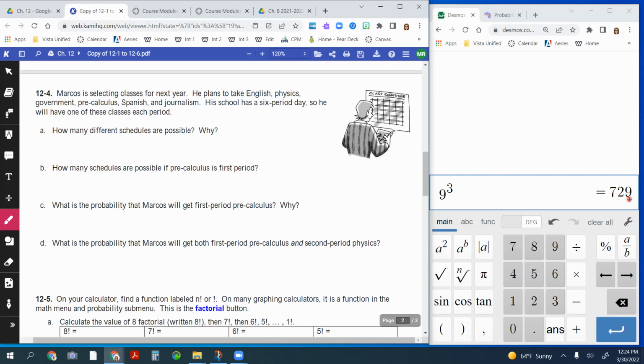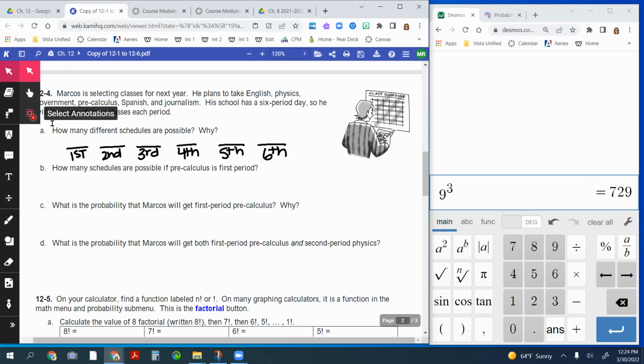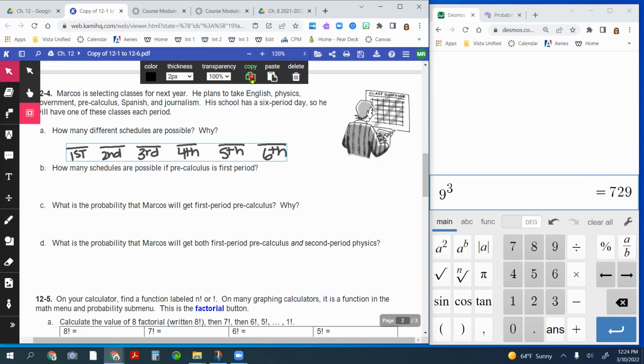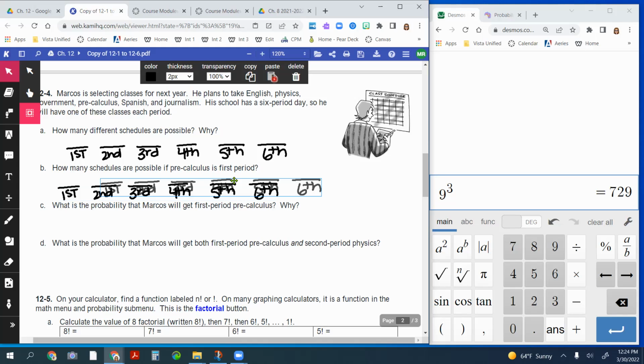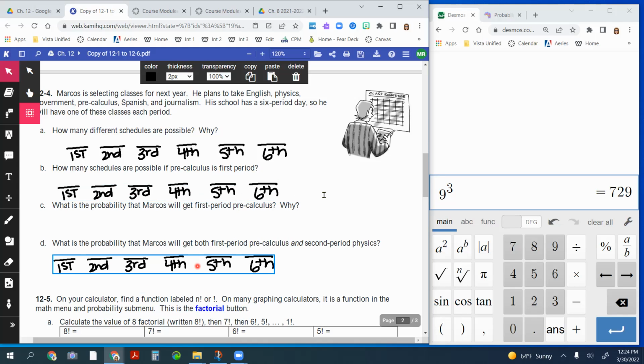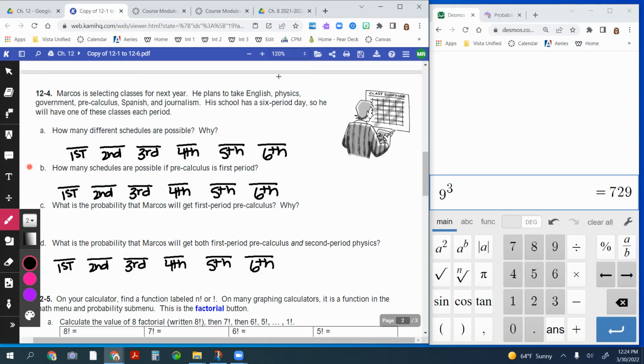So basically for this, we're going to have first period, second period, third period, fourth period, fifth period, and sixth period. And I'm just going to copy this so I don't have to type this again. Okay. And I'm going to paste it here. And then I am going to paste one down here to help me with this one. Okay. So in this situation, how many different schedules are possible?